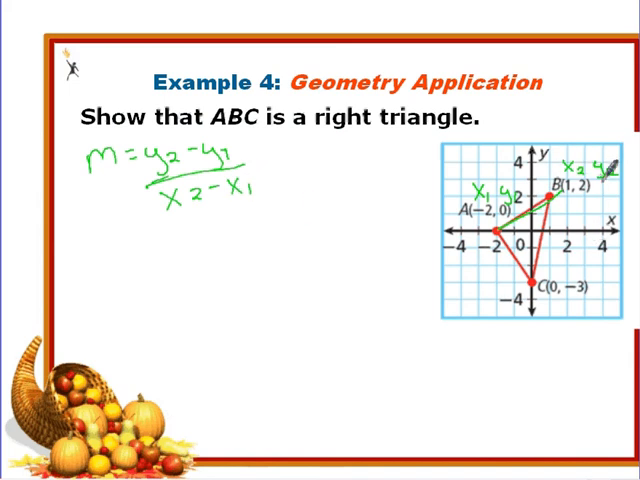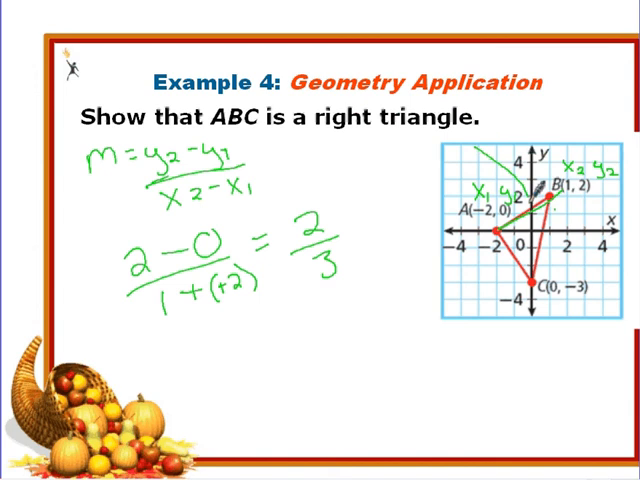Okay, so y2 is 2 minus y1 is 0, over x2, 1 minus x1, so minus -2. Okay, so 2 minus 0 is 2, and 1 minus -2, minusing a negative is positive, so 1 plus 2 is 3. Okay, so the slope of this line here, that one there, is 2/3. That's its slope.